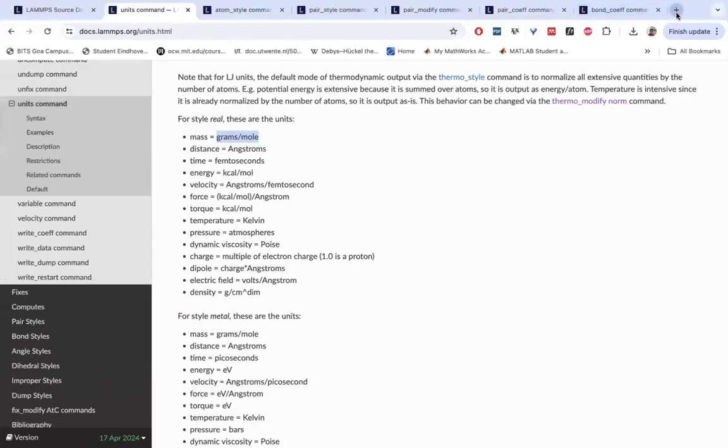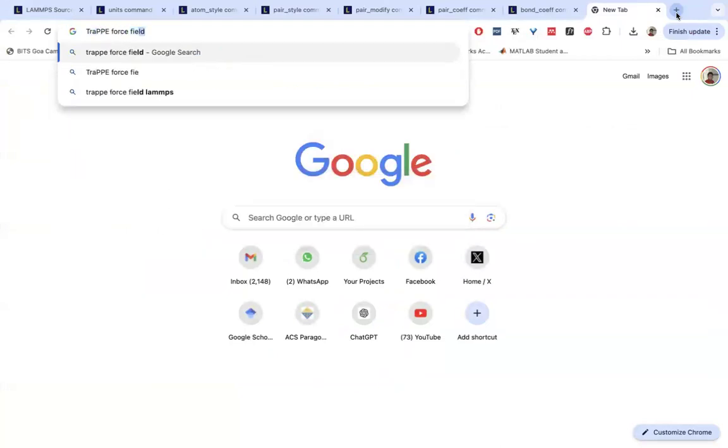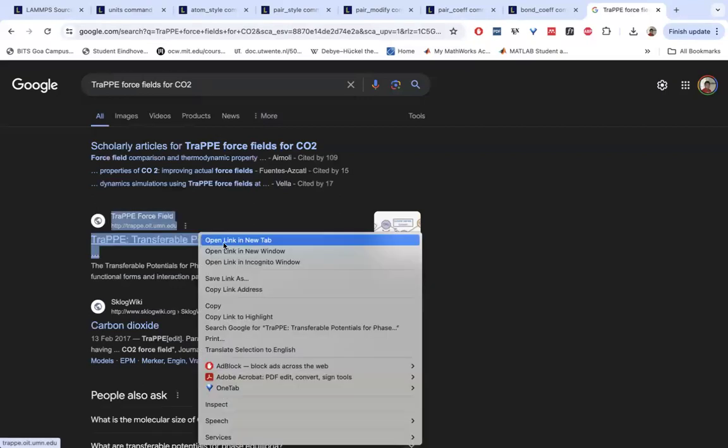Yes, another important thing that I would wish to say is that if you wish to know the force field for TRAPPE, then you need to go to the website for the TRAPPE.